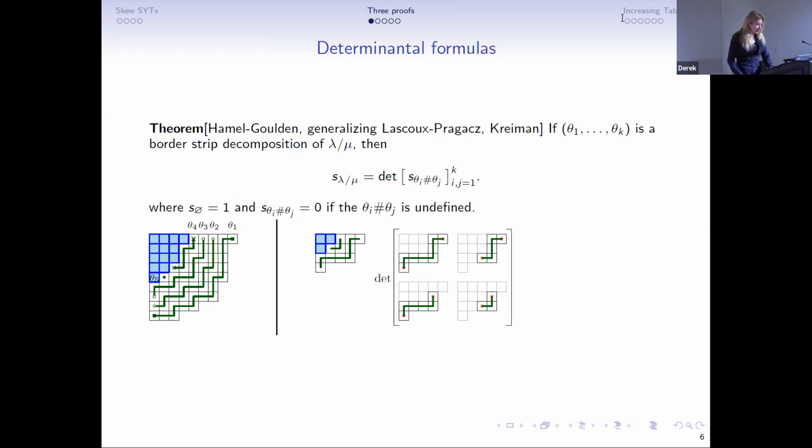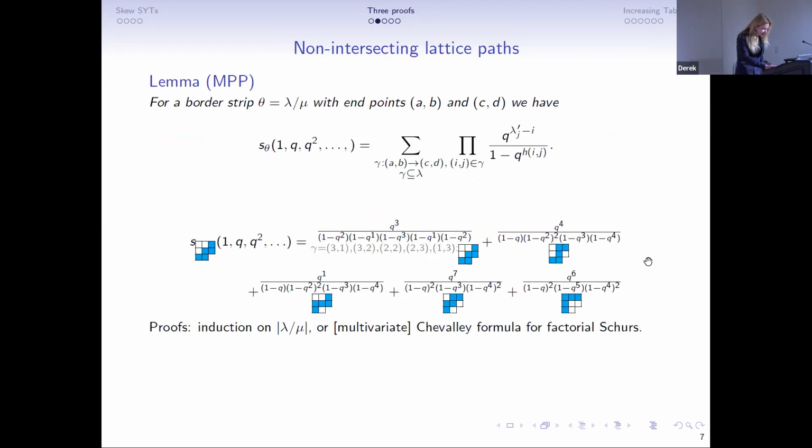So how do we apply this in our case? Yeah, but the controls are not working actually. Now it's working. So the first thing is we need to figure out what to do with a border strip Schur function.